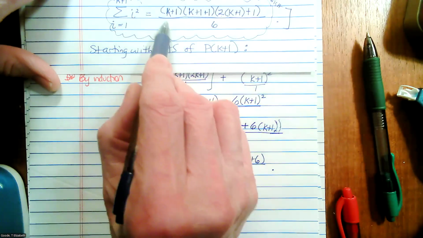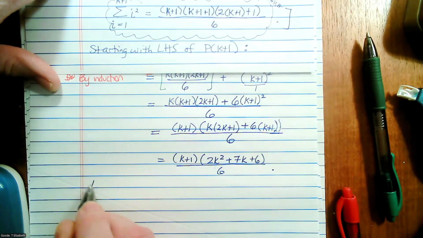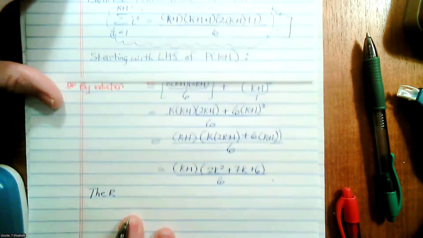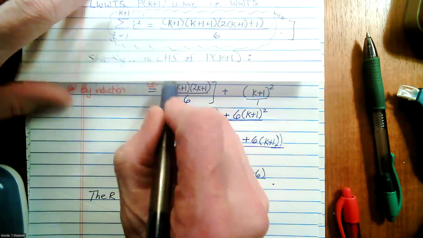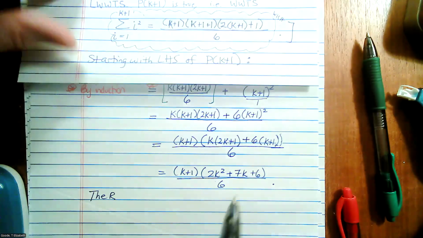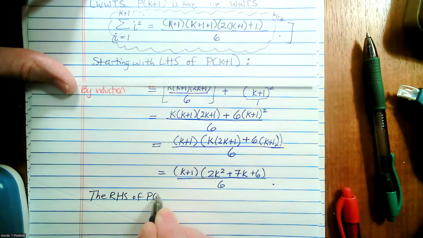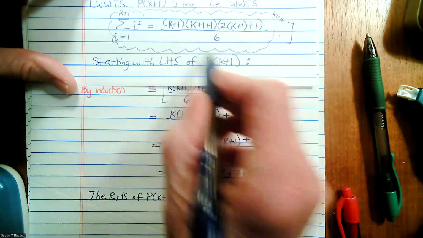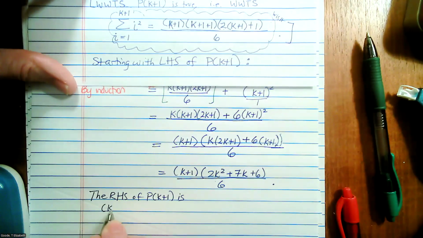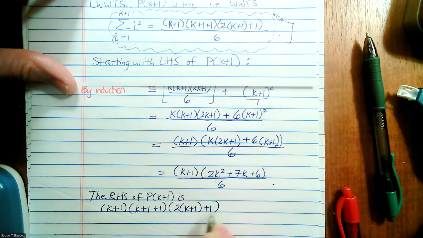Now, let's just start with the right-hand side and see if we can get it looking like that. It's a little easier. See how we started with the left-hand side of P of k plus 1? It started out looking like this, and we got it all the way here. Now we're going to look at the right-hand side of P of k plus 1, and I'm going to write it exactly as it appears. So it's k plus 1 times k plus 1 plus 1 times 2 times the quantity k plus 1 over 6.